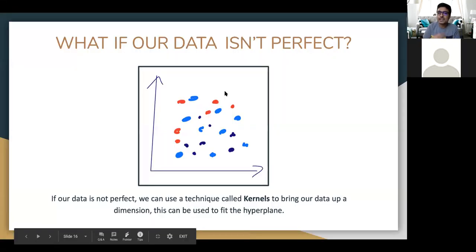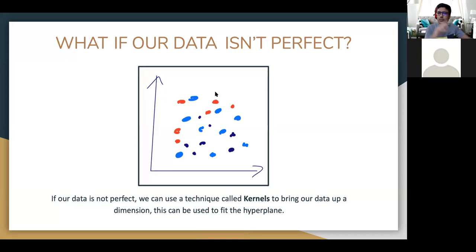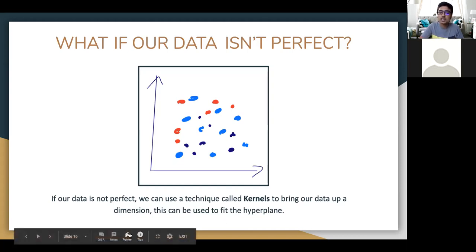That being, if our data is not perfect, meaning if our data is not aligned in such a manner where we can nicely divide it using a hyperplane. In this case, we take a look, we've got 3 different pieces of data. They're all mixed and clustered all over the place. This is not a perfect and ideal data set. However, there is a pretty cool technique we can use to make it a good data set. And the way we do that is using a technique called kernels.